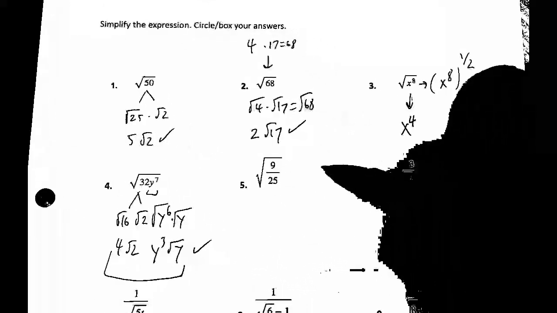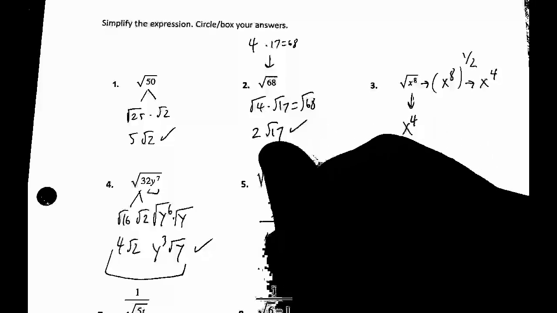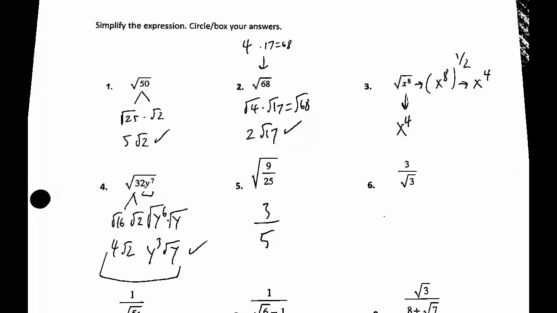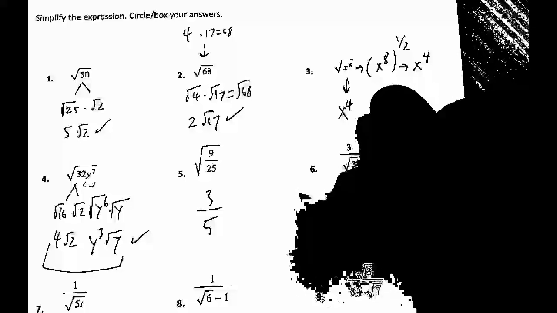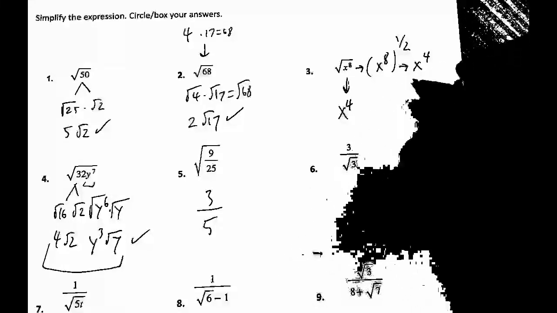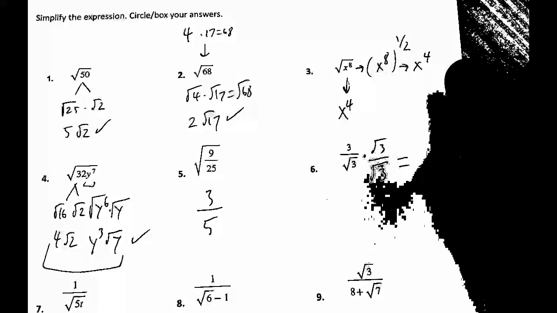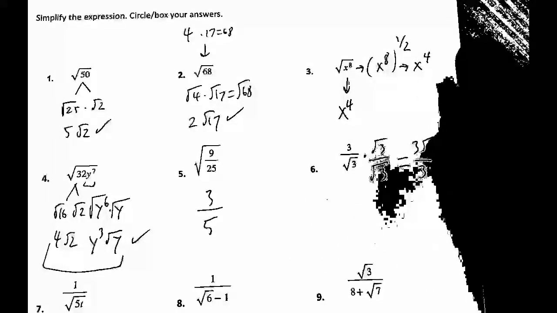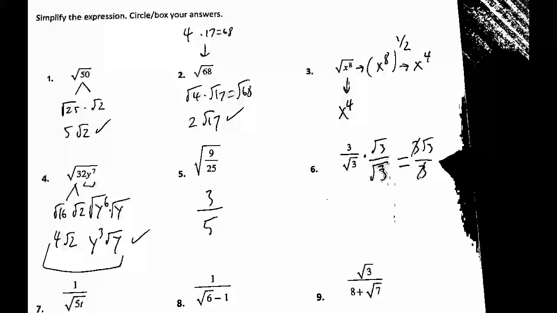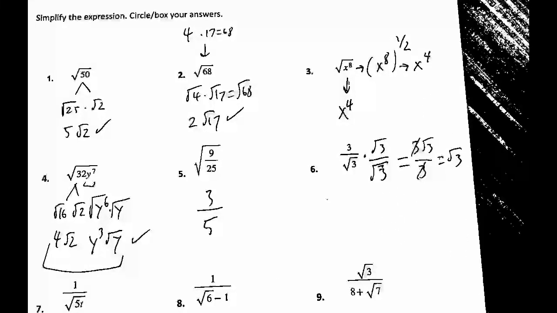Here, this is pretty straightforward. Root 9 is 3, root 25 is 5. Done, 3 over 5. Next one, 6. You are not allowed to have a radical in the denominator, so we need to rationalize this by multiplying it by root 3 over root 3. Root 3 times root 3 is just 3. That just gets itself. So we have 3 root 3 over 3. Those even cancel, so we just have root 3.